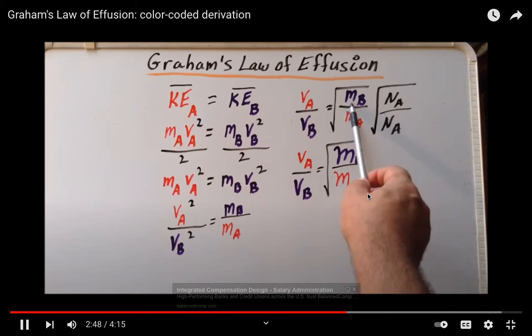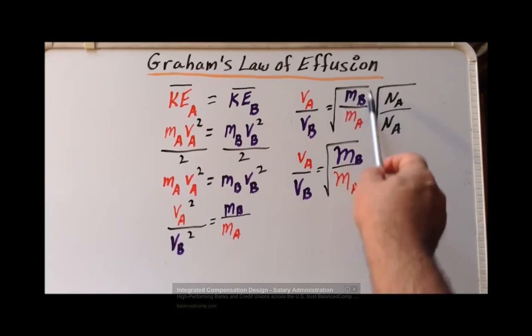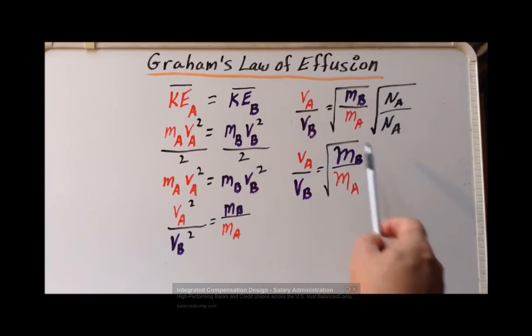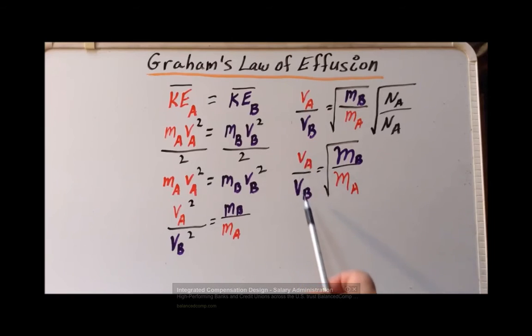Similarly, if I multiply the mass m sub b of one B gas molecule times Avogadro's number, I now get the molar mass of B. So now we see that the ratio of the velocities of A and B is inversely related to the square root of the molar mass of B divided by the molar mass of A.